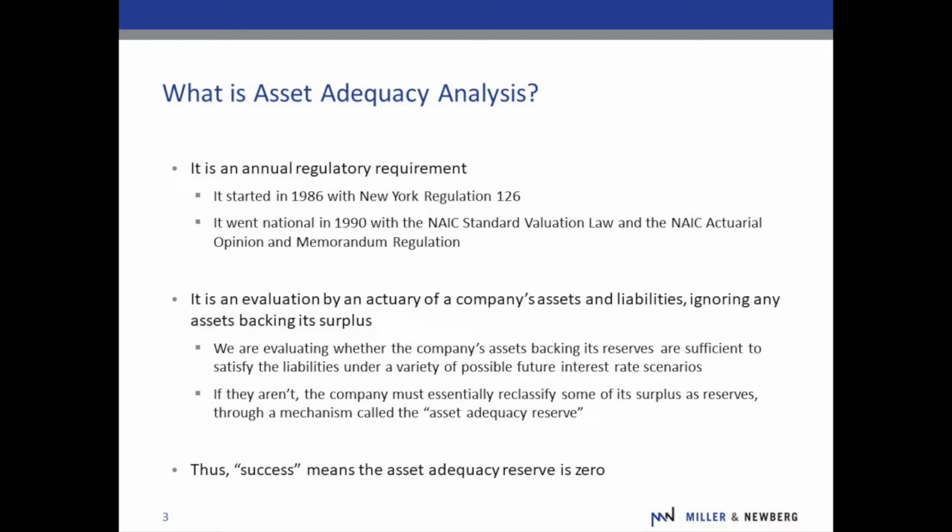Regulators in the rest of the states ended up thinking this is a good idea. And so in 1990, it went national with some changes to the NAIC standard valuation law and with the introduction of the NAIC actuarial opinion and memorandum regulation. So since 1990, every insurance company all across the country, both large and small, has been having their actuary put together an asset adequacy analysis.